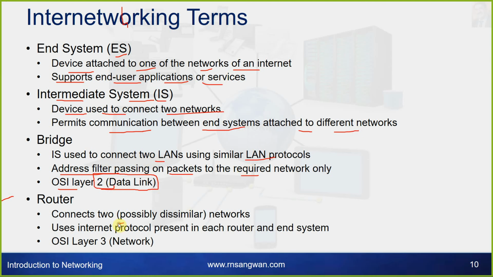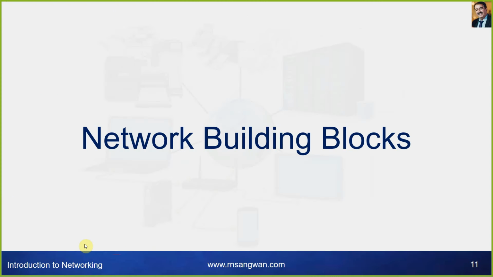Router connects two possibly dissimilar networks. See the difference here. Bridge connects two similar networks. Router connects two dissimilar networks. It uses the internet protocol present in each router and the end system, and the router works in layer 3, that is the network layer of the OSI model. So end system ES, intermediate system IS, bridge, router. These are internetworking terms we use in networking.